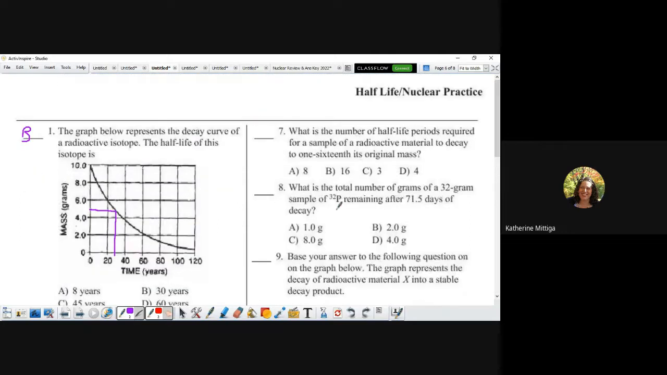What is the number of half-life periods required to go from 1 whole sample to 1/16? So 1 to 1/2, that's a half-life. Half of that, half of that, half of that. So then I count up my arrows: 1, 2, 3, 4. 4 half-lives.